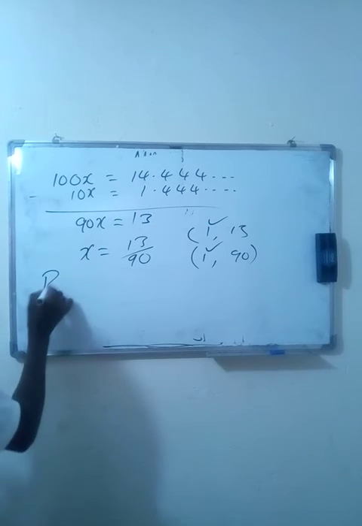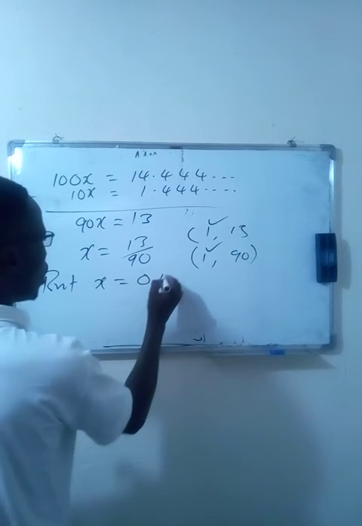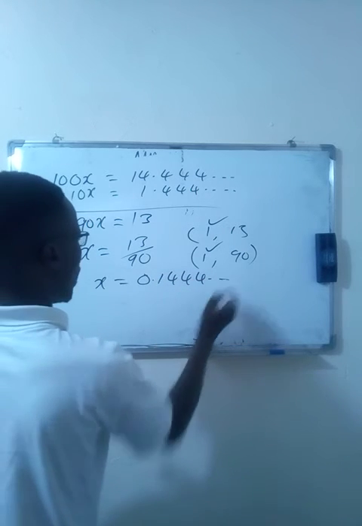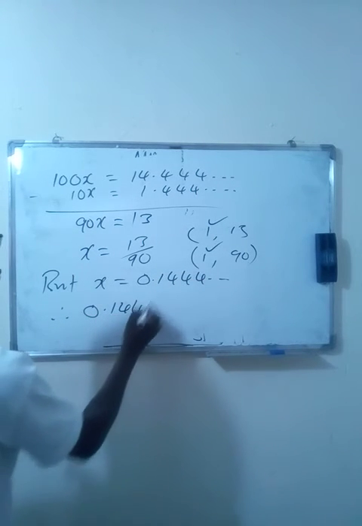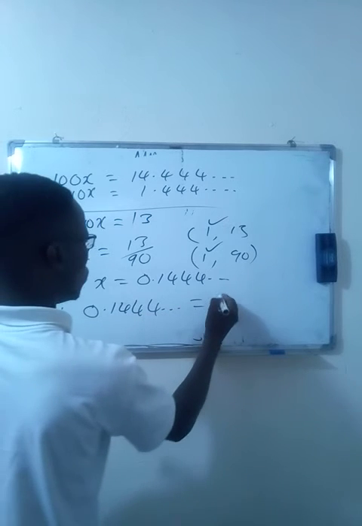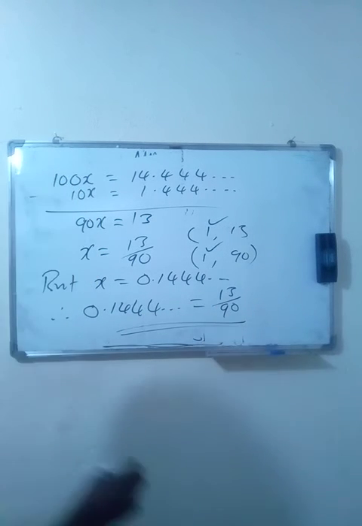Now we already said that x is equal to 0.1444, like that. All right. So therefore, 0.1444 is equal to 13 divided by 90. Okay. So that is the number that we are looking for. All right. Can we go ahead and solve the fourth one? Are we okay with that?